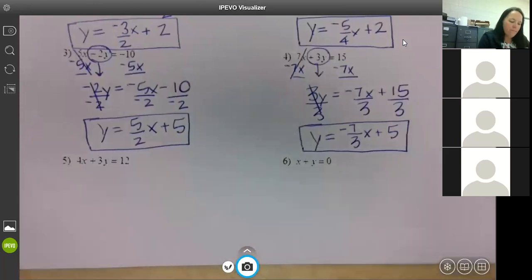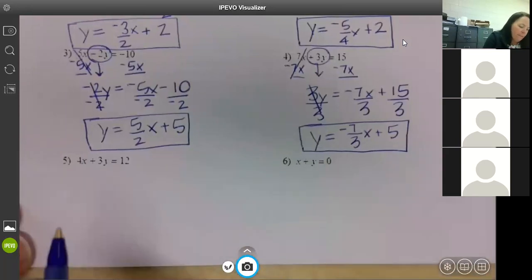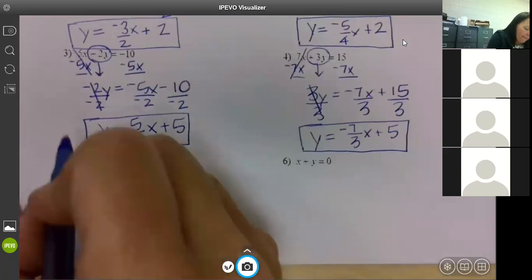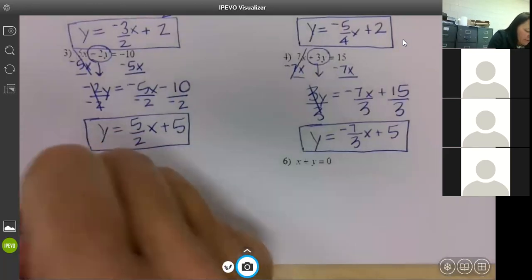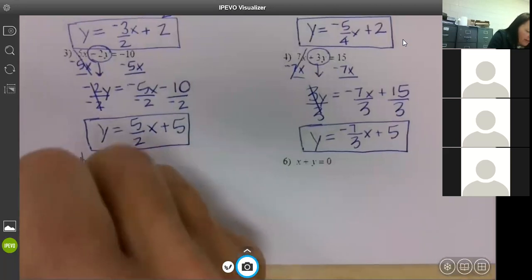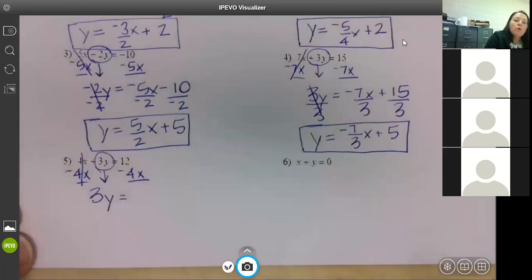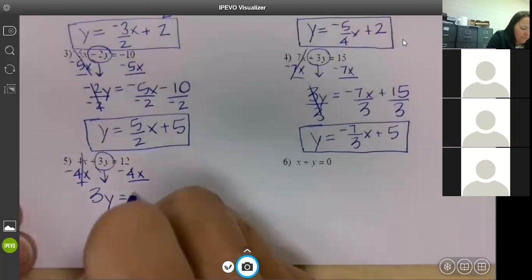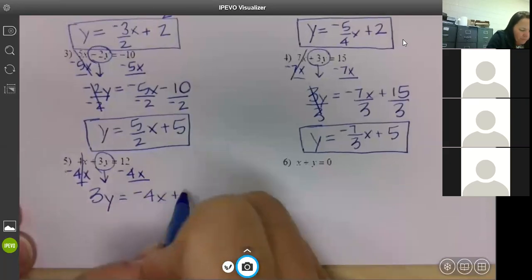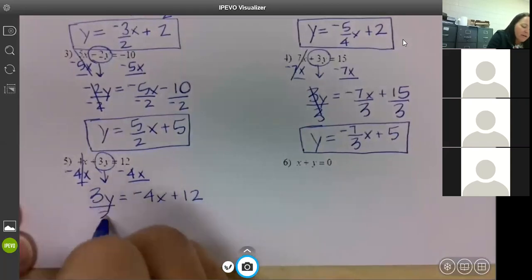Two more on the front. How do we do number 5? Subtract 4x. Good. It's positive, so we're going to subtract it. Bring down your positive 3y because these cancel out. How do I write it? Negative 4x plus 12. Finish it out. Divide everything by 3.